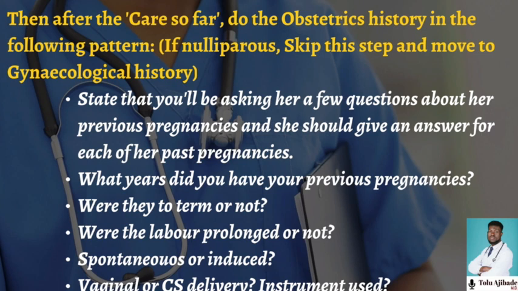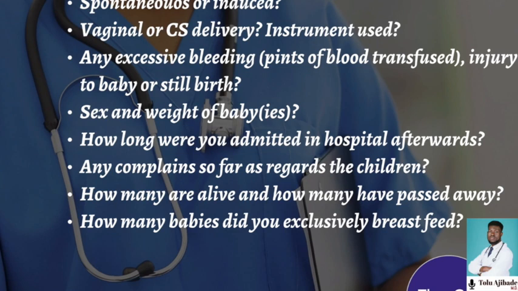What years did you have your previous pregnancies? Were they to term or not? Were the labors prolonged or not? Was it spontaneous or induced? Was it a vaginal delivery, cesarean section, or did you have any form of instrumental delivery used? Did you have any form of excessive bleeding, and how many pints of blood were you transfused with? Was there injury to the baby, or did you have any form of stillbirth in the past?